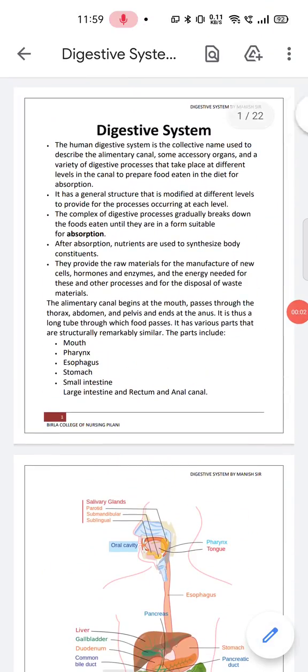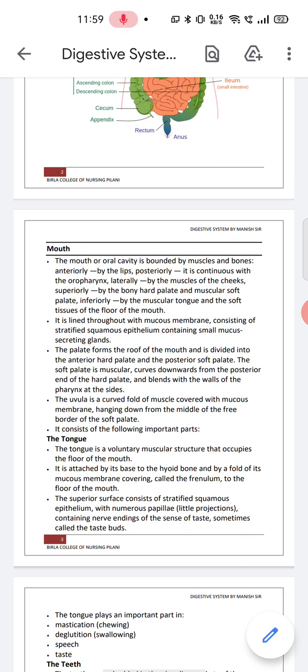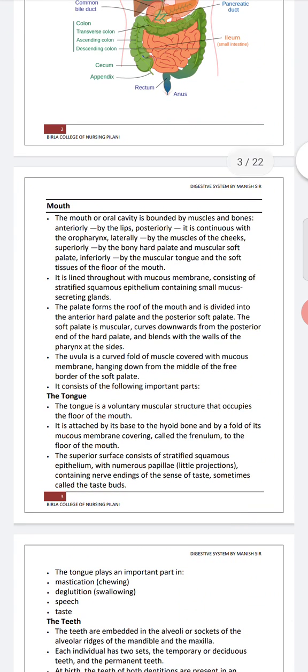Hello student, in this video lecture we are going to discuss the digestive system. In the previous video we discussed the introductory part of the digestive system. In this video we are going to discuss, one by one, the parts of the digestive system. First we are going to discuss the mouth. You must keep your notes in front of you to understand easily, point to point. Okay, now we start with the mouth.